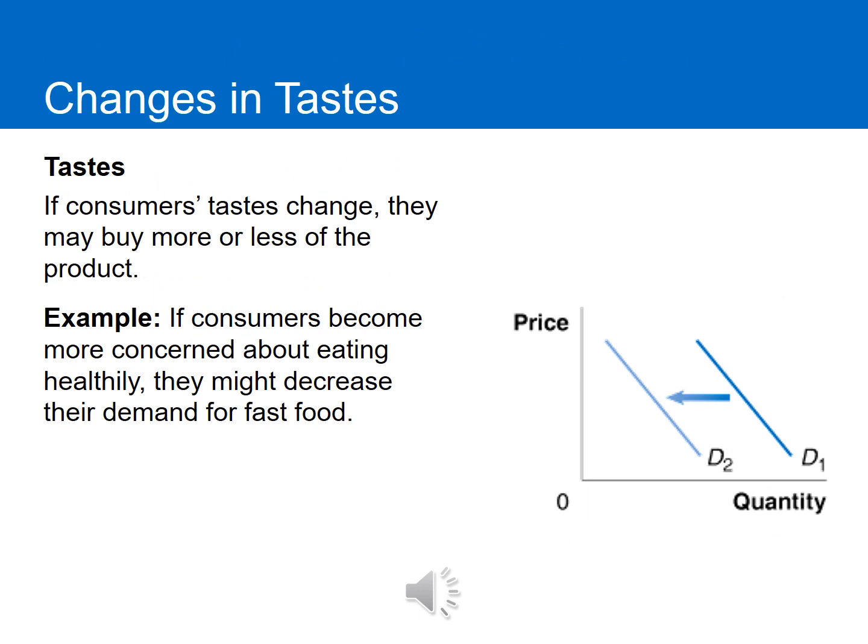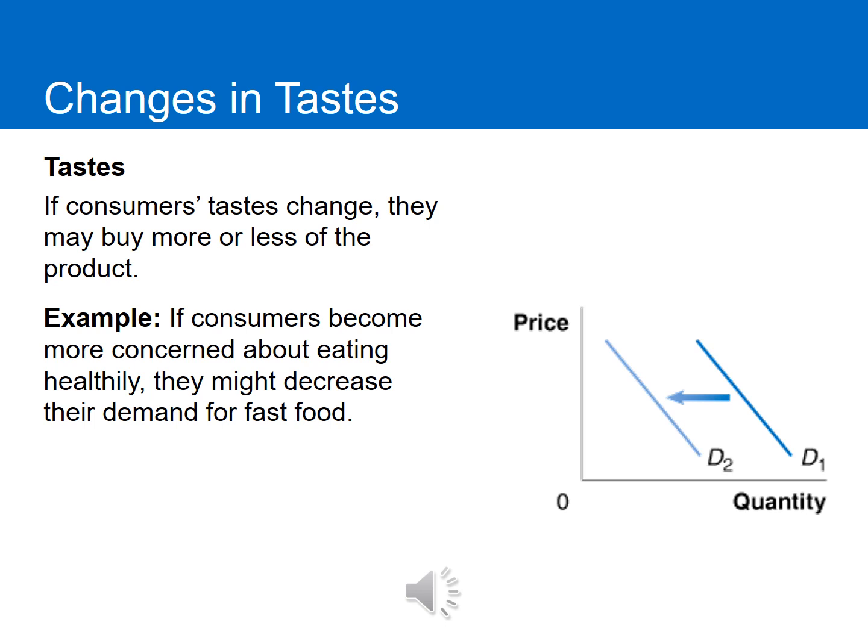The next variable is tastes and preferences. If consumers' tastes change, they may buy more of a product or less of a product. So for example, if consumers become more concerned about eating healthy, they may decrease their demand for fast food. So in this case, looking at the demand for Big Macs, the demand curve is going to shift to the left. It will decrease from demand curve D1 to D2.